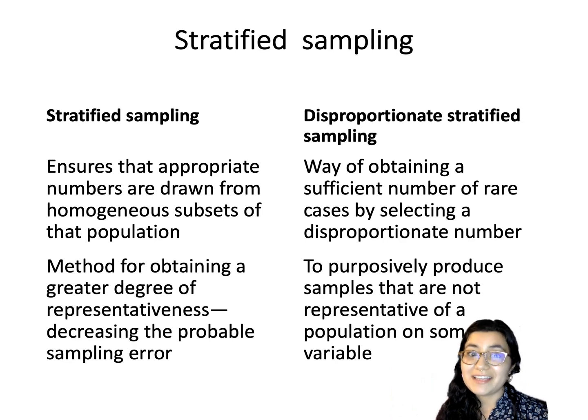Another way to do that is disproportionate stratified sampling. So we might use this if we're working with populations that are not representative of a population on some variable. So for example, we're working with the criminal justice population. We recognize that there is a disproportionate amount of Indigenous people who get involved in the criminal justice system. So if we were really wanting to understand their perspective in general, we might do disproportionate stratified sampling.